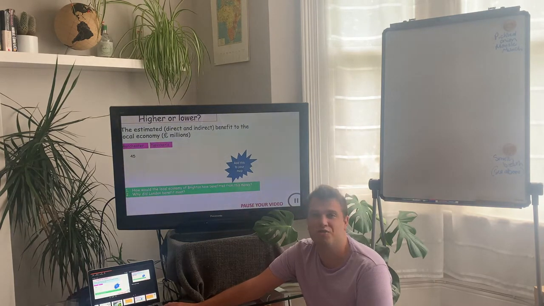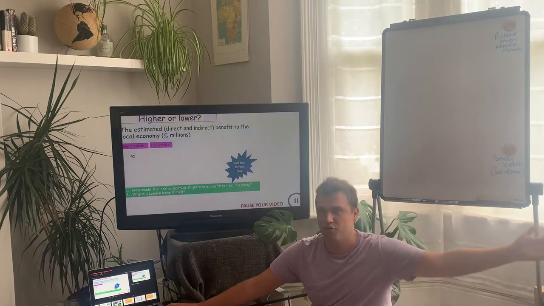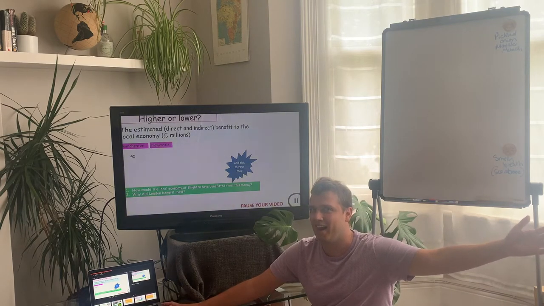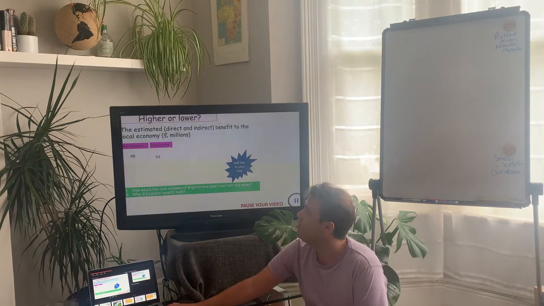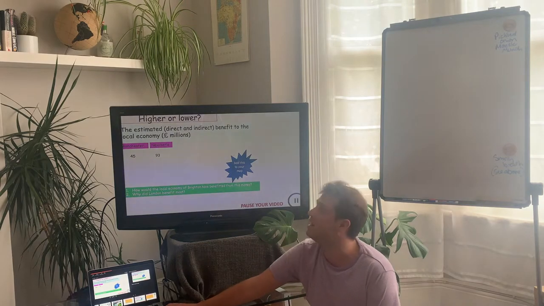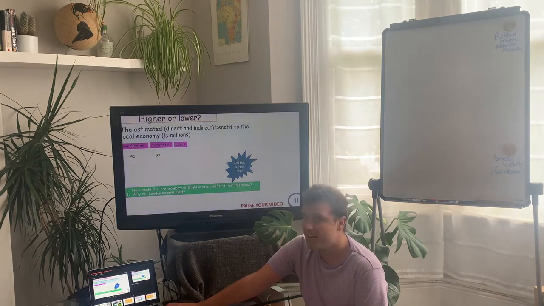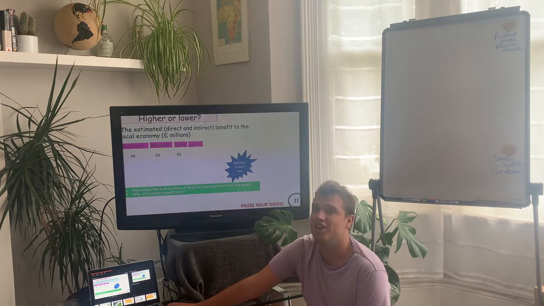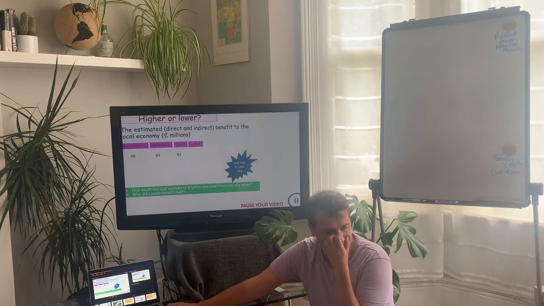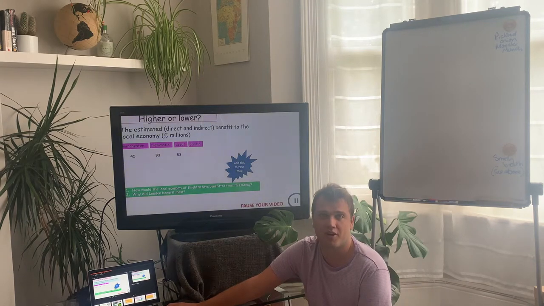Oh, Newcastle, do we think higher or lower? Let's see what you're all saying. Nothing, silence, good. Newcastle was a lot higher, £93 million. Leeds, higher or lower? 53, so a bit lower, £53 million. London, what do we reckon? Oh, I think that might be lower. I doubt there was much going on in London.